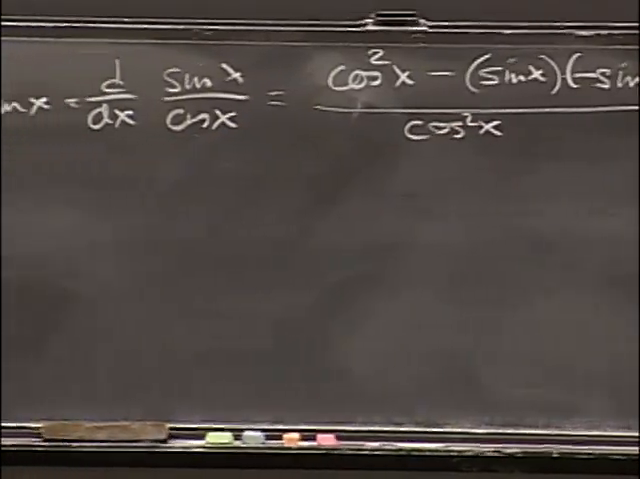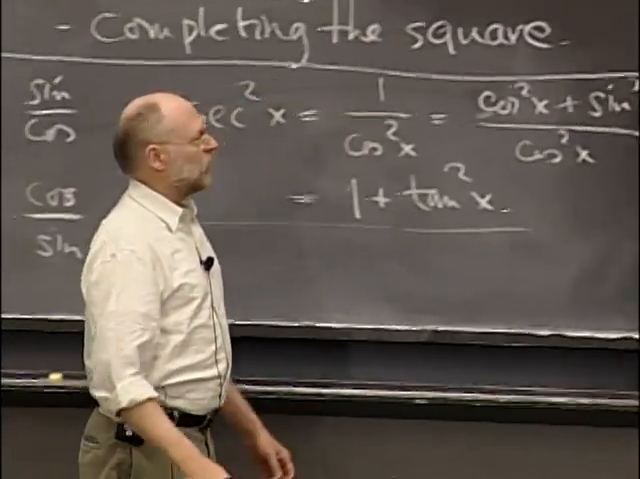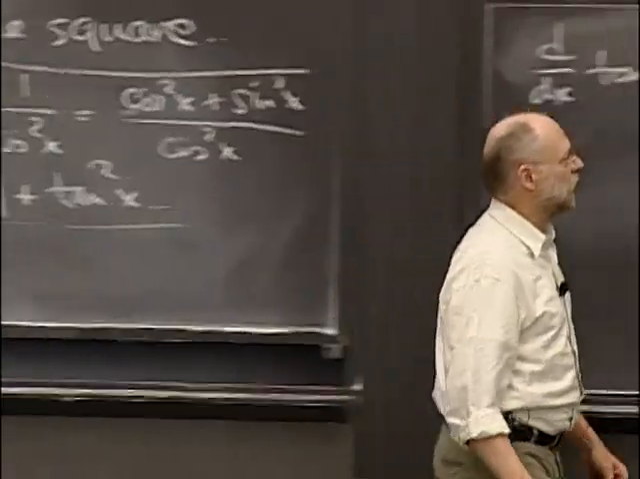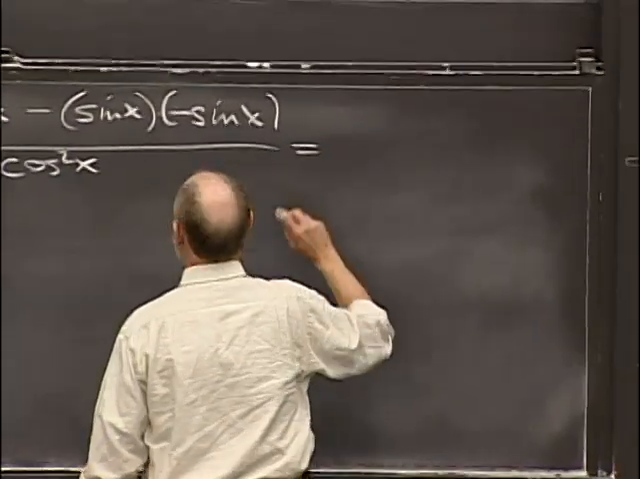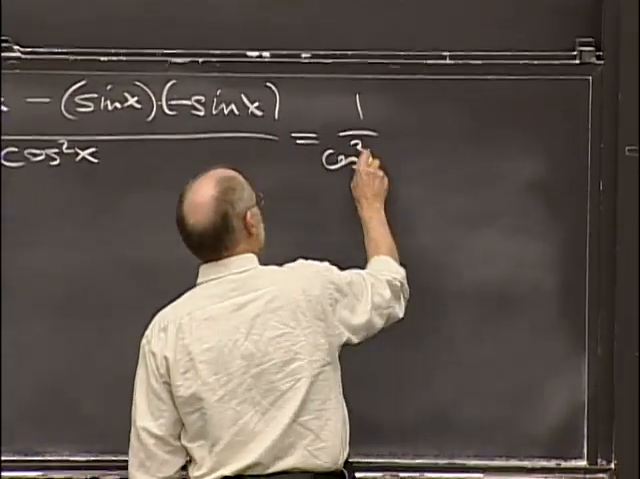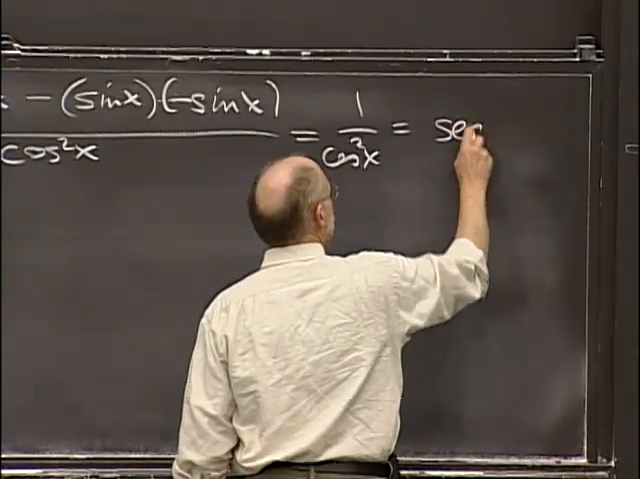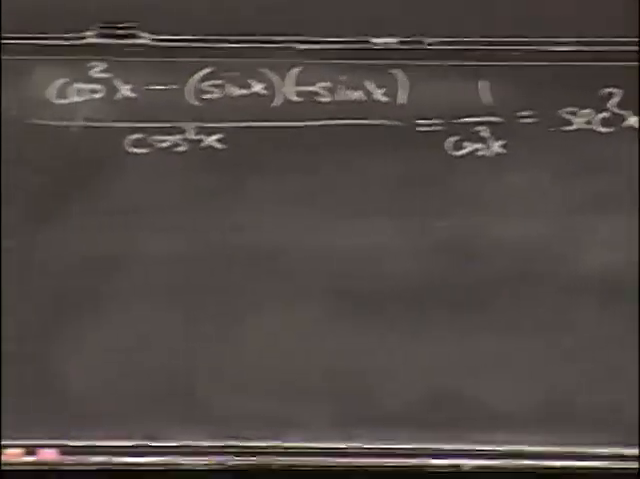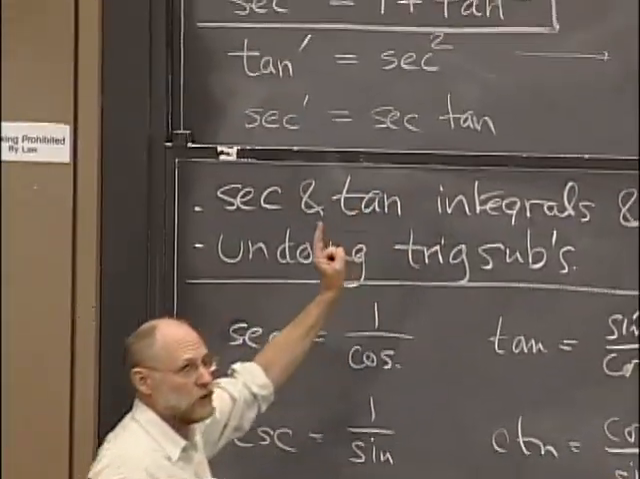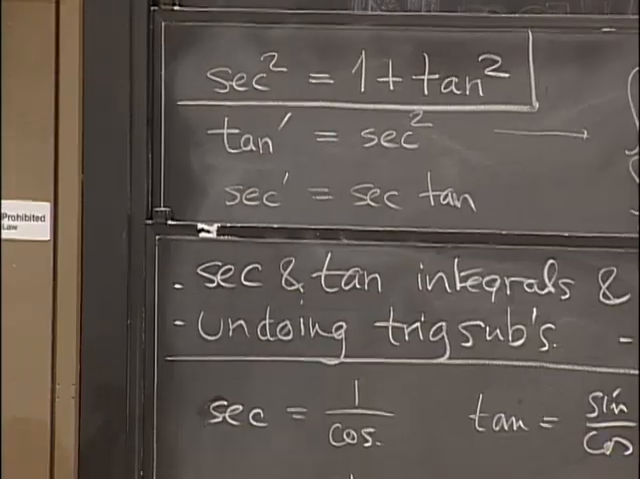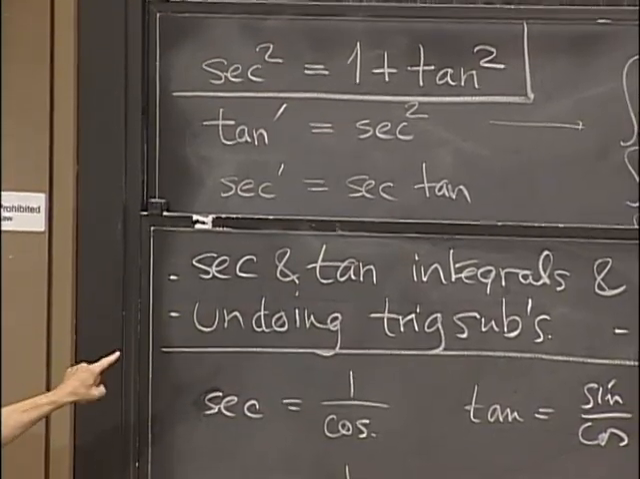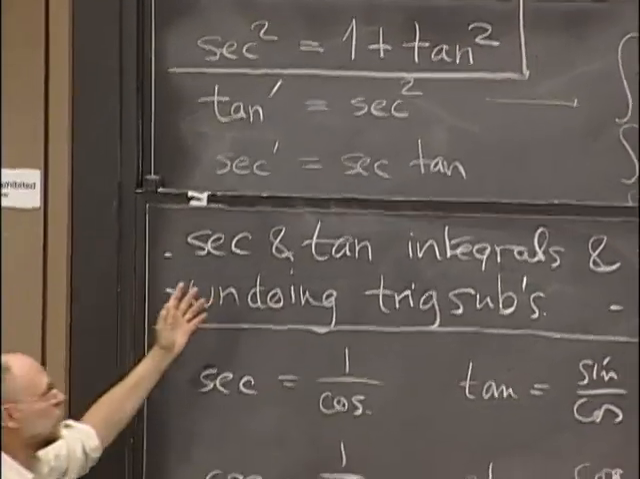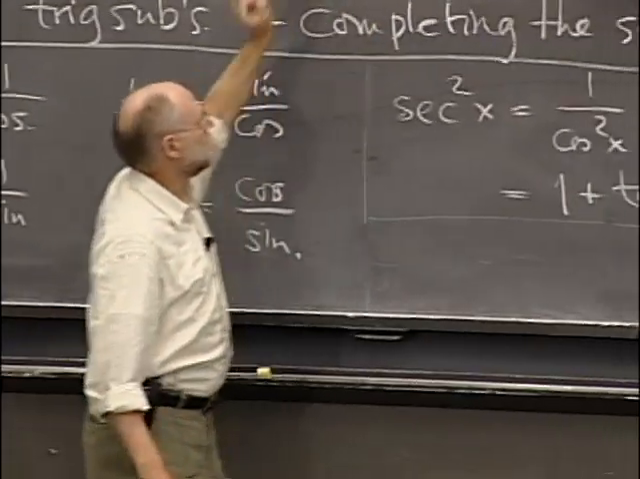And now I look at that, and before my eyes, I see this same trig identity, cosine squared plus sine squared is 1, appearing there. This is 1 over cosine squared of x, which is the secant squared. And good, so that's what the claim was. The derivative of the tangent is the secant squared. That immediately gives you an integral, namely the integral of secant squared is the tangent. That's the fundamental theorem of calculus. So we verified the first integral there.